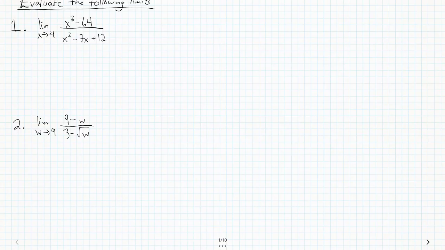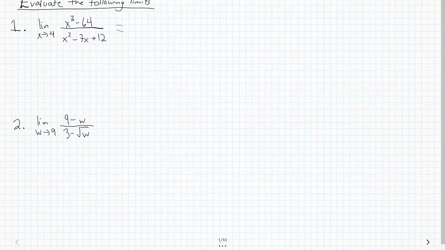We're going to evaluate the following limits. We have the limit as x approaches 4 of x cubed minus 64 divided by x squared minus 7x plus 12. The first thing you can do is plug in 4 for both your x values on top and bottom, and when we do that, you'll get 0 over 0. 4 cubed is 64, so 64 minus 64 is 0 up top, and down below you get 16 minus 28 plus 12, that's 0 as well. So you have 0 over 0, which means that's an indeterminate form. We have to do some work in order to get there.